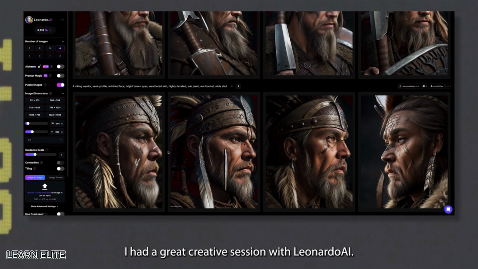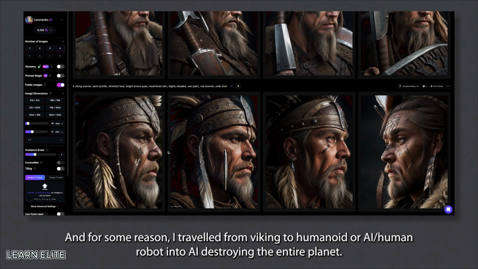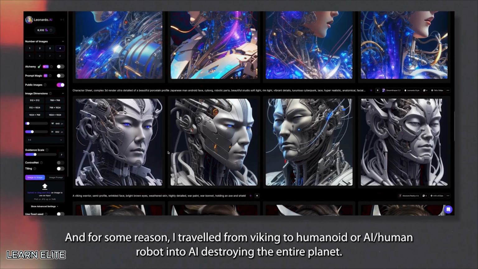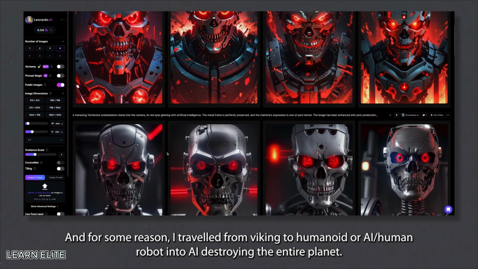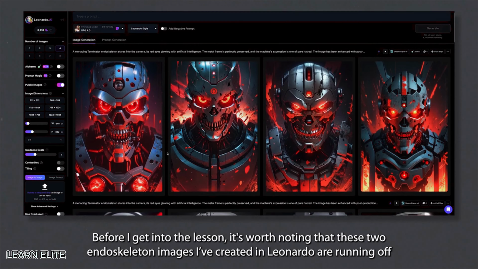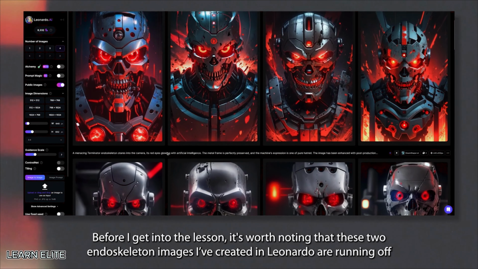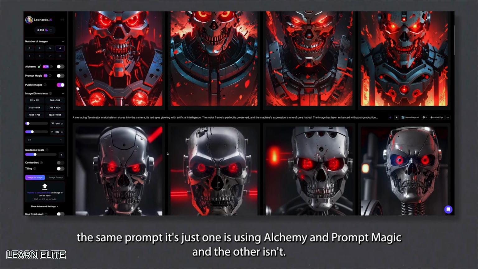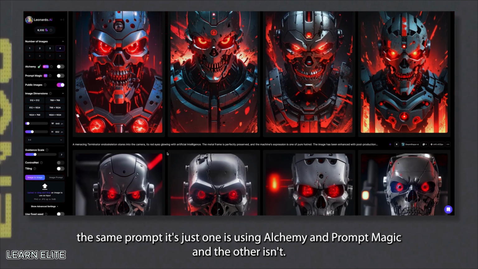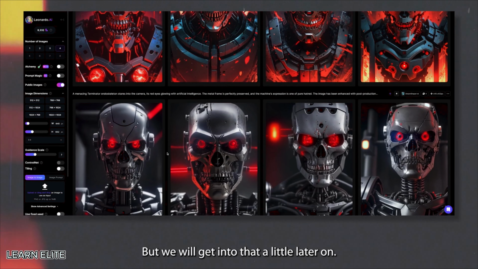Had a great creative session with Leonardo AI, and for some reason I traveled from Viking to humanoid or AI/human robot into AI destroying the entire planet. Before I get into the lesson, it's worth noting that these two endoskeleton images I've created in Leonardo are running off the same prompt. It's just one is using Alchemy and Prompt Magic and the other isn't. But we will get into that a little later on.